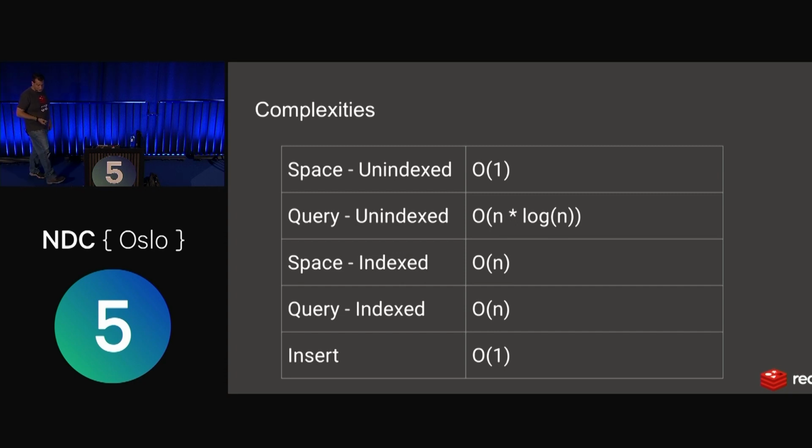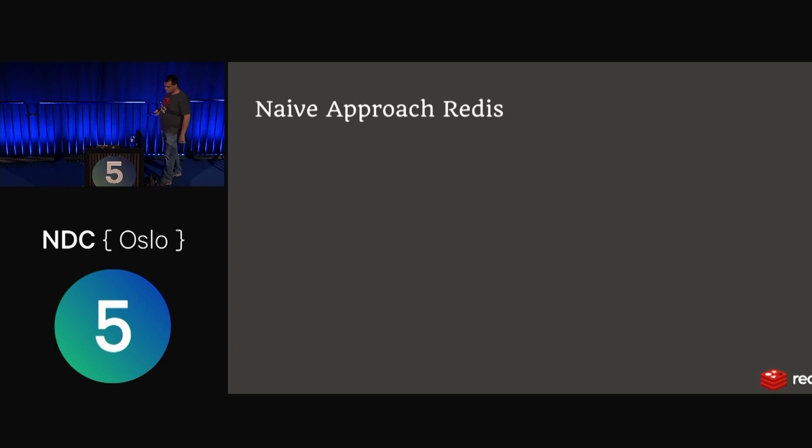In an indexed environment, so if you've created an index, usually your data is already sorted in some way, so it's just an order n operation. To query is order n. The space complexity for an index operation is order n, because you need to actually store everything again. And then insertions, they're constant. They take the same amount of time as they would otherwise.